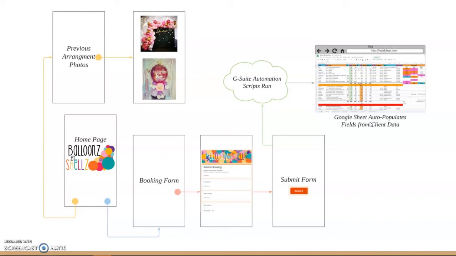And it will also notify her if she's running low on blue or a certain type of heart-shaped balloon and things like that. So that kind of sums up and summarizes what the automation process would do from start to finish, all from the website.